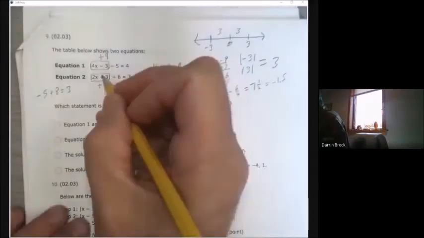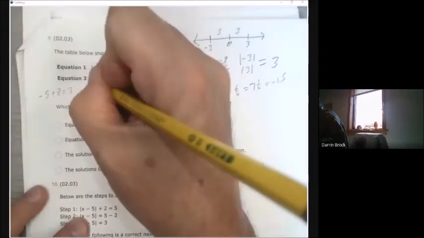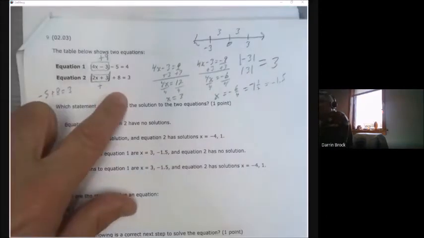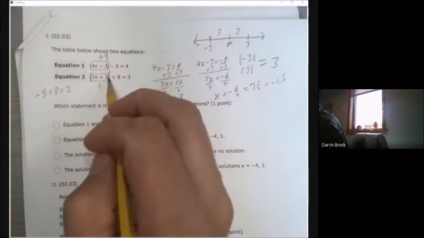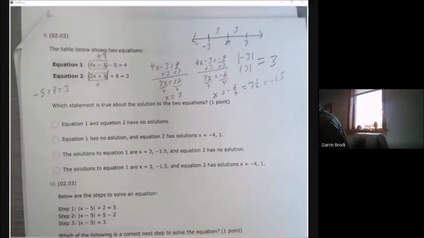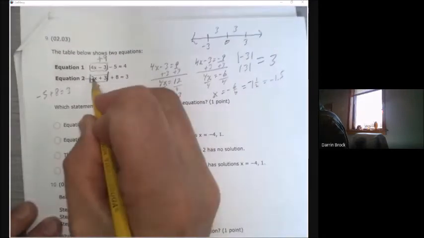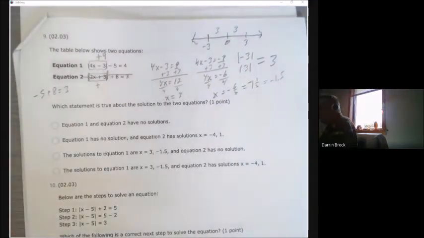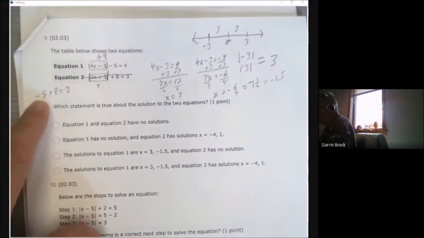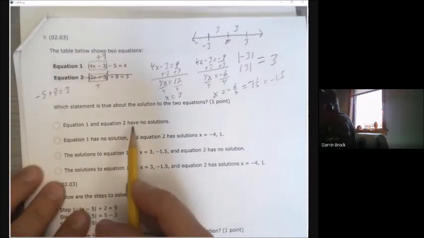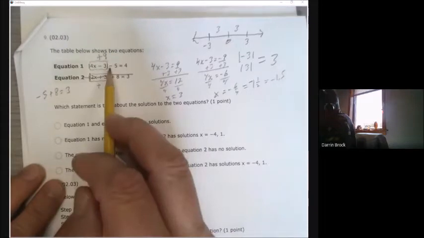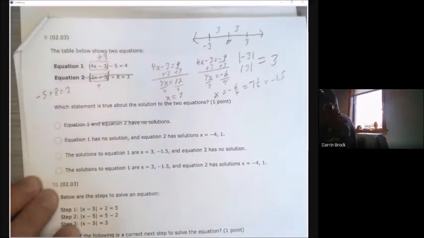So is there any way that what's inside the absolute value can come out of the absolute value and be a -5? No, because absolute values are always a positive number. So there's no solution to that. There's no way that we can make it a -5. So equation 1 and equation 2 have no solutions. Well, that's not true, because we found solutions for equation 1. So that can't be right.